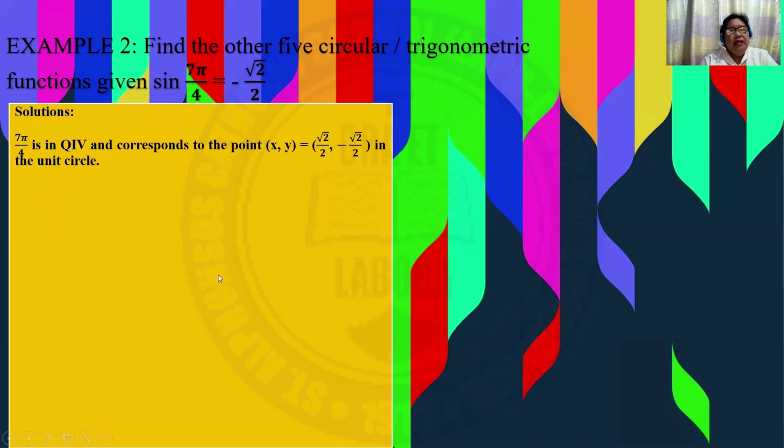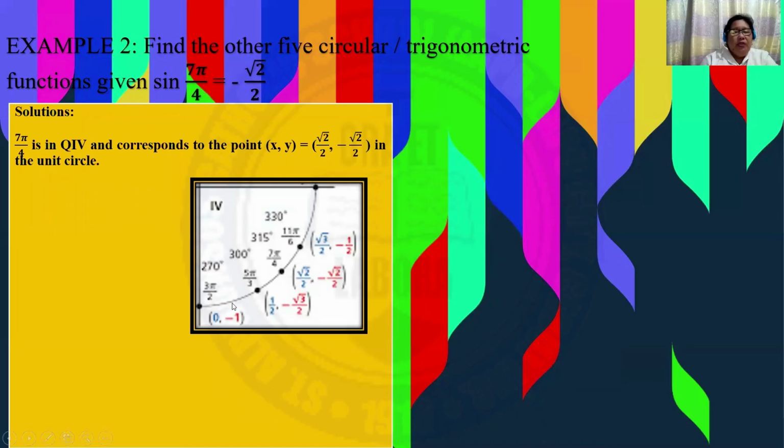Example number 2. Find the other 5 circular or trigonometric functions given sine of 7 pi over 4, which is equal to negative square root of 2 over 2. For the solution, 7 pi over 4 is in the 4th quadrant and corresponds to the point with coordinates square root of 2 over 2 and negative square root of 2 over 2. Now, since sine is equivalent to the y coordinate, you have here negative square root of 2 over 2.